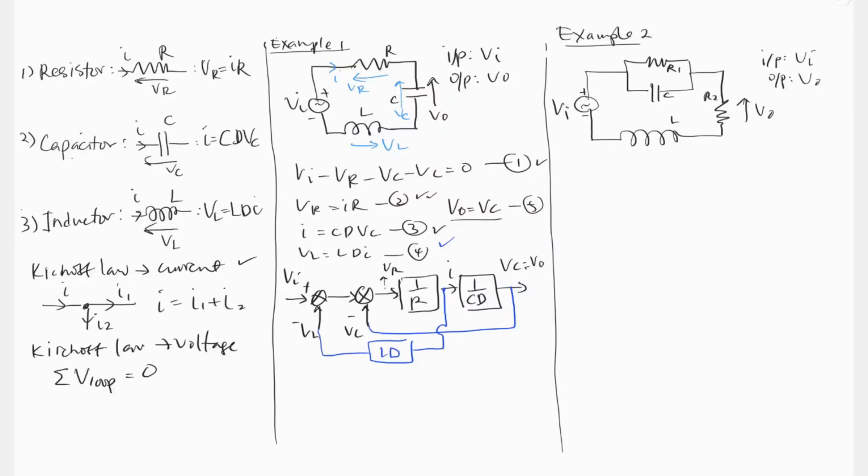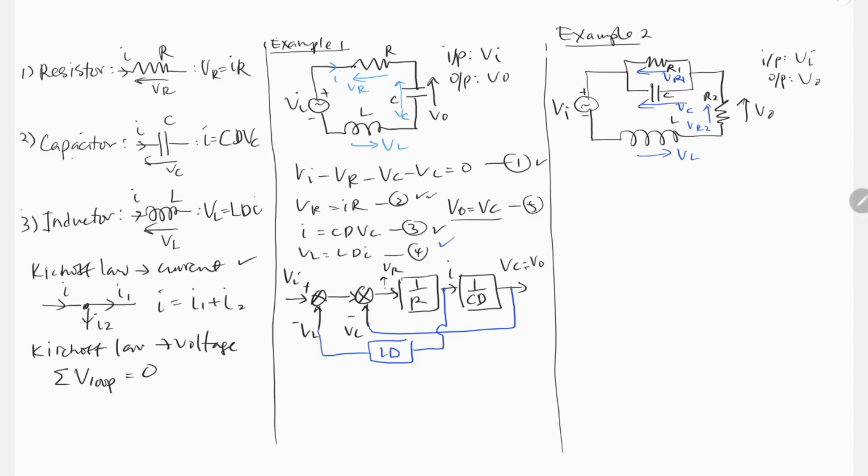Let's look into a second example of this electrical system. We have two resistors, one capacitor and one inductor. So we have to label the voltage across each element. So we have VR1, this is VC, voltage across the capacitor, voltage across resistor 2 VR2, and voltage across the inductor VL. Now the input is Vi and the output is V0.